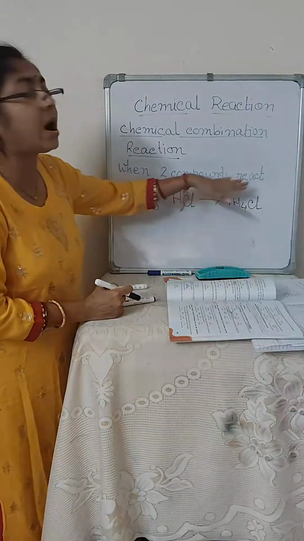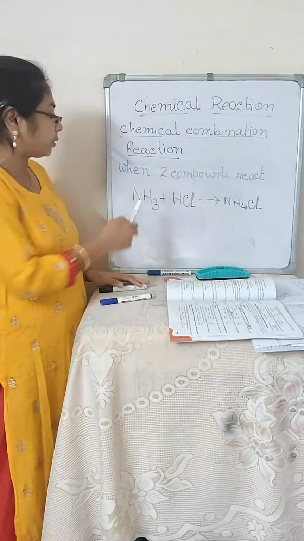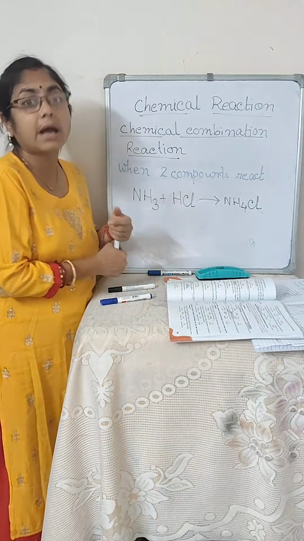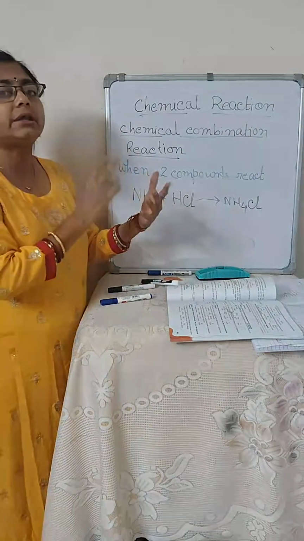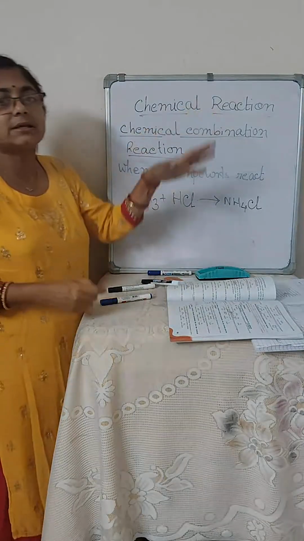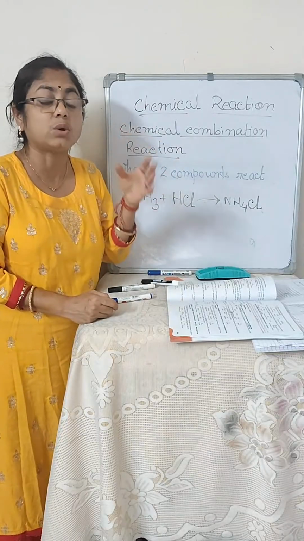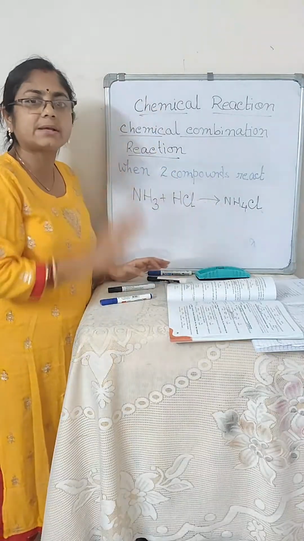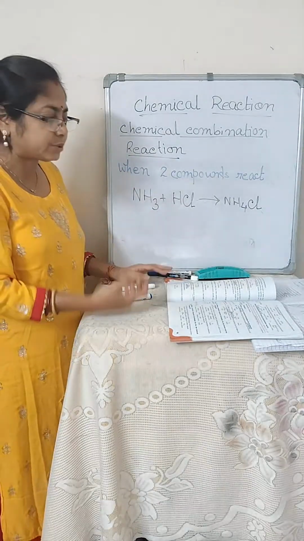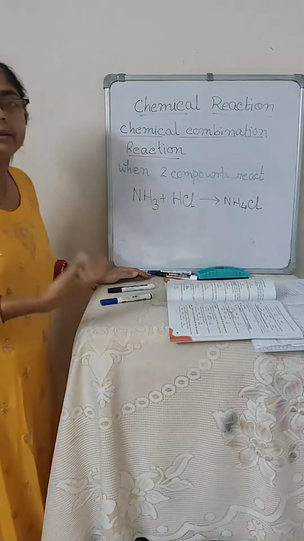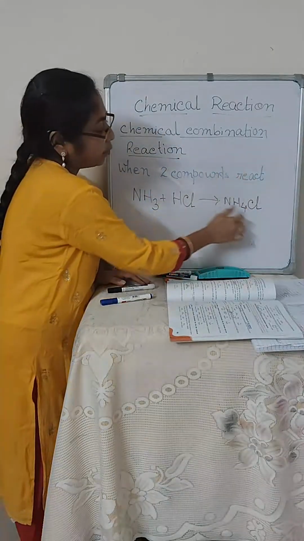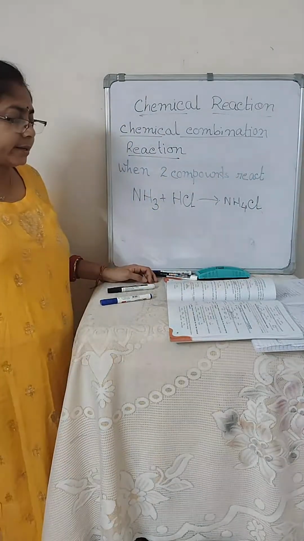When two compounds react, here are two compounds. One is ammonia, NH3, another compound is HCl, means hydrochloric acid. After these two compounds start the reaction, what I tell, in chemical reactions, at least one, but two substances are needed. Here two substances participate. First condition. Next one, heat absorbed or anything changes. New third point, this is the ammonium chloride.